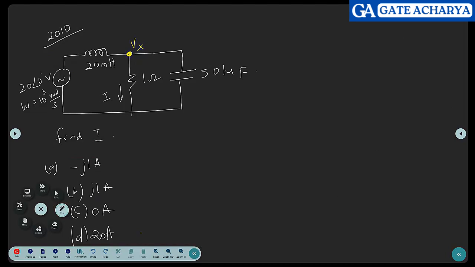How will you write the KCL equation? (Vx minus 20) divided by XL, XL, not L, plus Vx divided by 1 ohm, plus Vx divided by Xc. Finish. That's all, KCL.